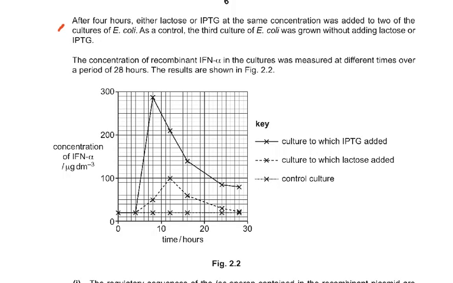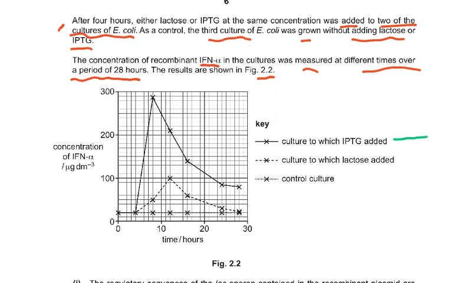After 4 hours, either lactose or IPTG at the same concentration was added to two of the cultures of E. coli. As a control, the third culture of E. coli was grown without adding lactose or IPTG. The concentration of recombinant IFN alpha in the culture was measured at different times over a period of 28 hours. The results are shown in figure 2.2. So the culture to which IPTG was added, which one is that?